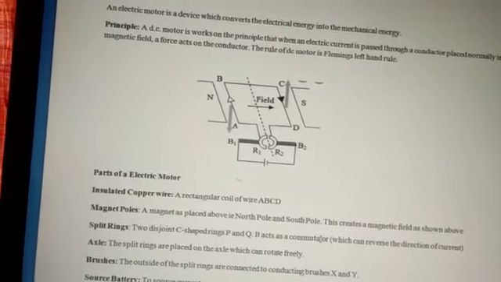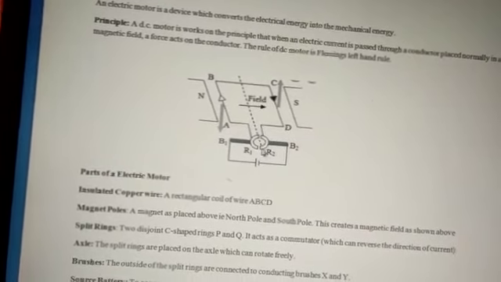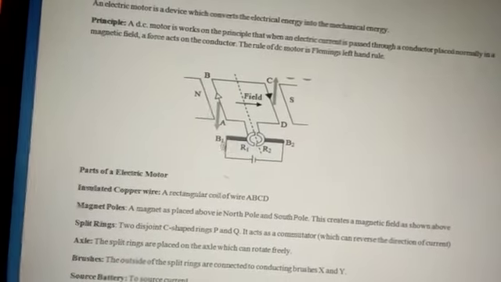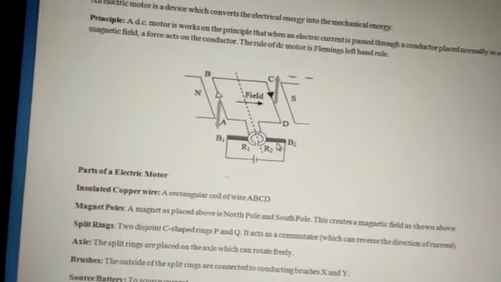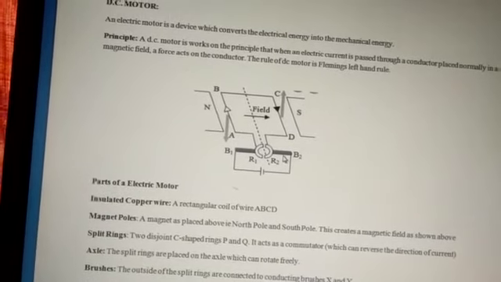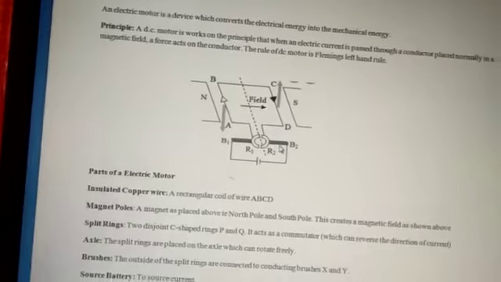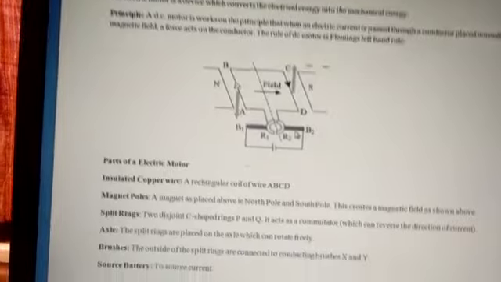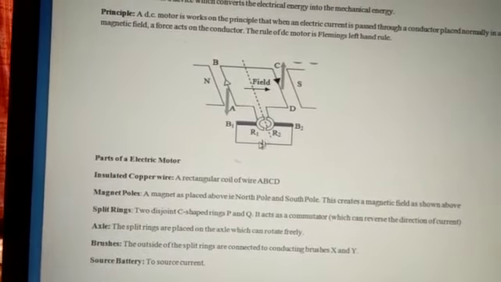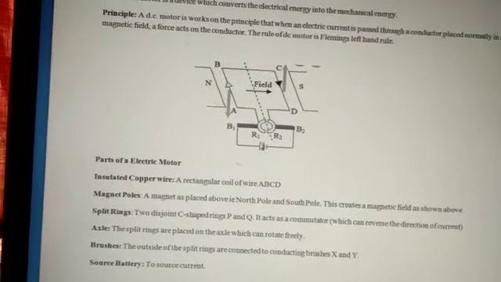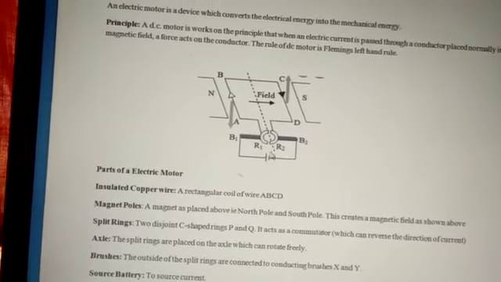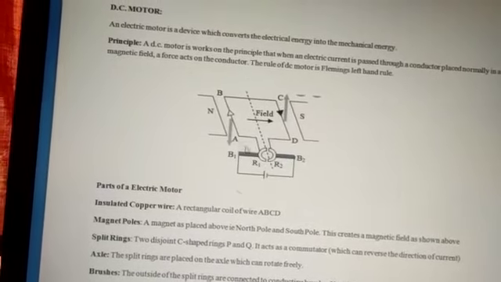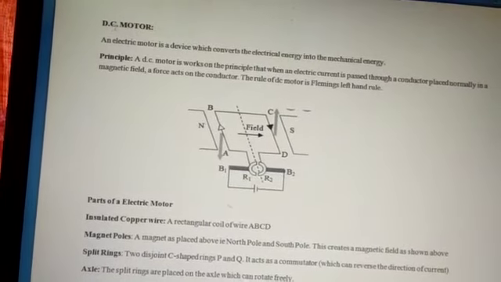Axle. Here the dotted lines you are seeing are termed the axle of that, and there are two brushes. They are made of carbon brushes, or copper brushes are used. And the source is nothing but one source for a current, the battery, plus and minus like this. So this is the arrangement of a motor.